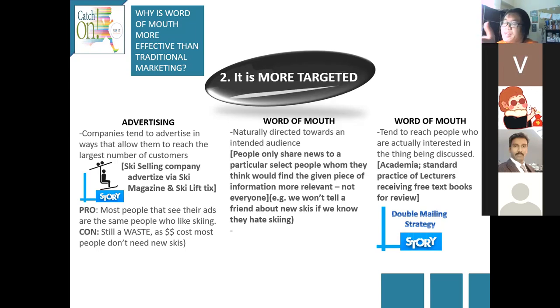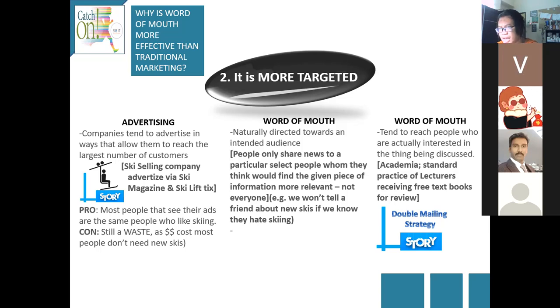What I can say is that conventional advertising, despite being very mass and very broad in its outreach, finds it extremely difficult, even at its best, to be more targeted. Whereas for word of mouth, it's very simple. And the best part is, if you look at the story of the double mailing strategy, those who understand this have an unfair advantage. So you can see what it means to be more targeted, and how word of mouth is in favor of targeted marketing.